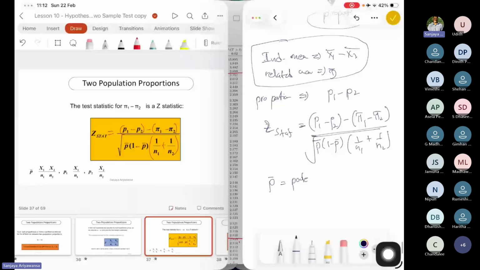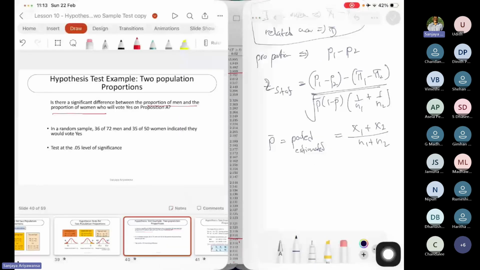So if we look at an example to make things a little bit clearer, they are asking, is there a significant difference between the proportion of men and the proportion of women? Okay, so now we know, this is a two sample hypothesis test and it's for proportions. So I quickly note those things down. So I have to use the Z test statistic.